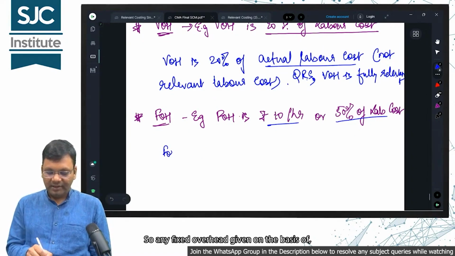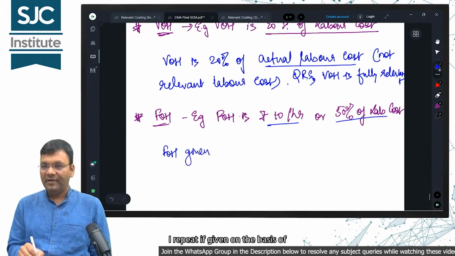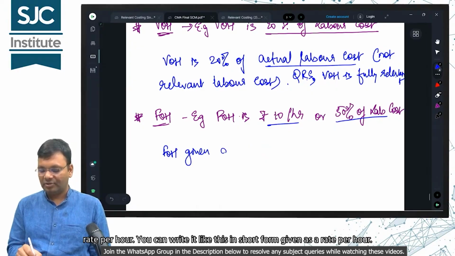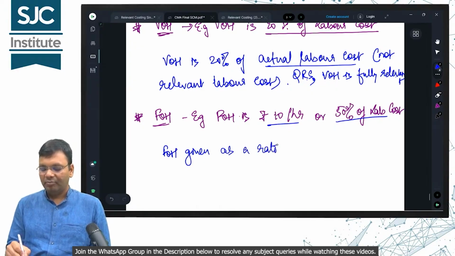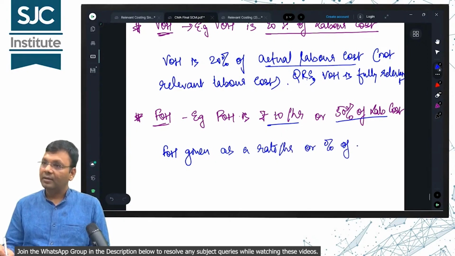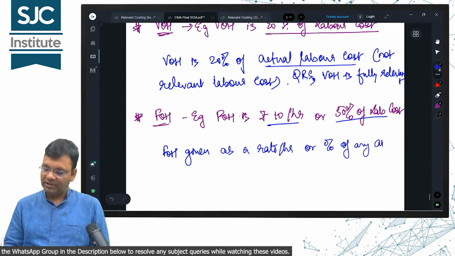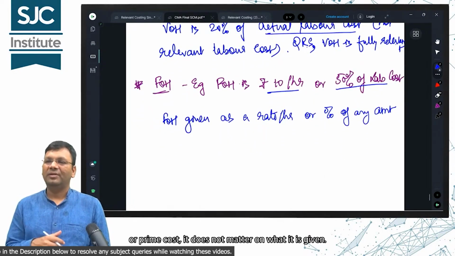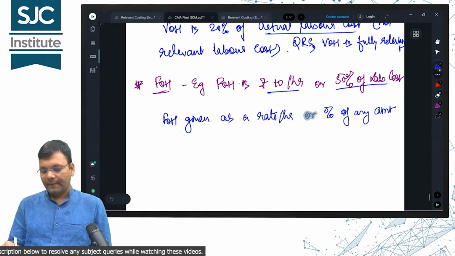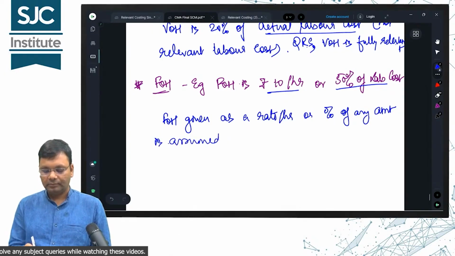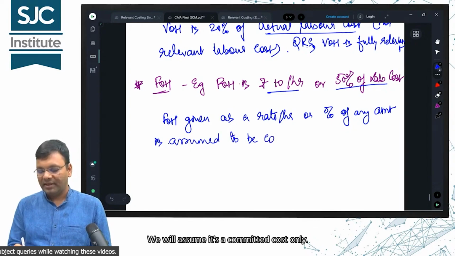So any fixed overhead given on the basis of, I repeat, rate per hour, you can write it in short form, given as a rate per hour, or percent of any amount, whether it's given on labor cost or work cost or prime cost. It doesn't matter on what it is given. If it's given in percentage, it is assumed to be committed in nature. We will assume it's a committed cost only.